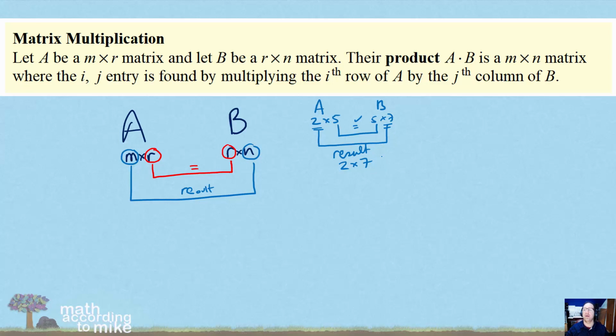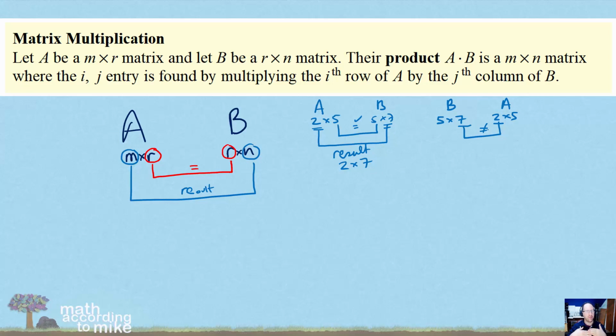And before I continue, what if we switch these? What if B was first and A was second? Do the number of columns here match the number of rows here? No. So, is matrix multiplication commutative? Can you switch the order? No. Sometimes it works, but for the most part, it doesn't work.